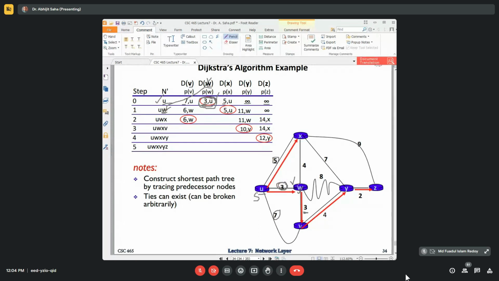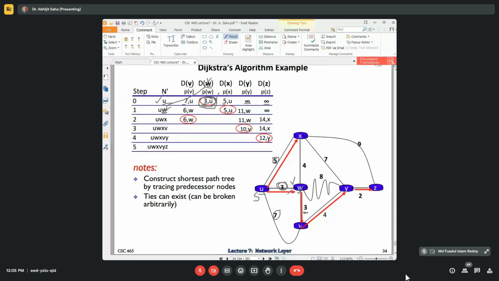So if you're going from W to any other node, the link cost of those links is going to be added with that 3, because you have to come from W to X or W to V. You have to come U to W and then to them. So that means the cost needs to be added.